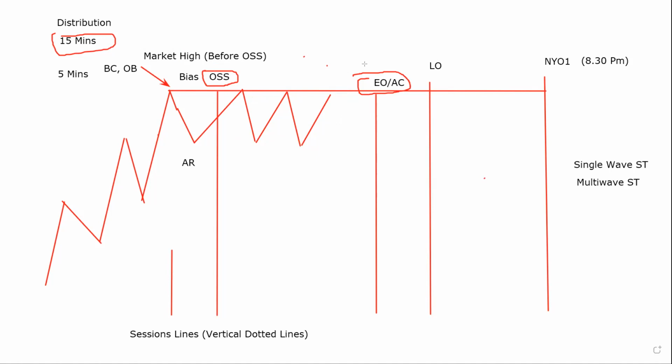Or we can also go for, like I'm talking about, the EO. And then the second situation can happen like this. The price makes this EO, and then the price makes a hidden UT over here, and then it goes down. This can also happen during the Europe Open or Asian close.